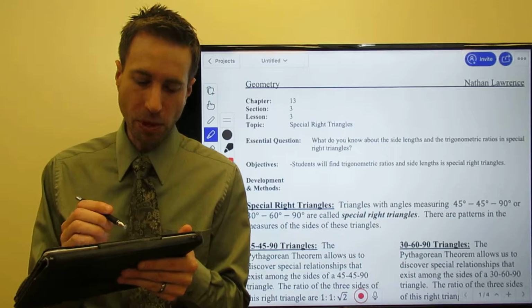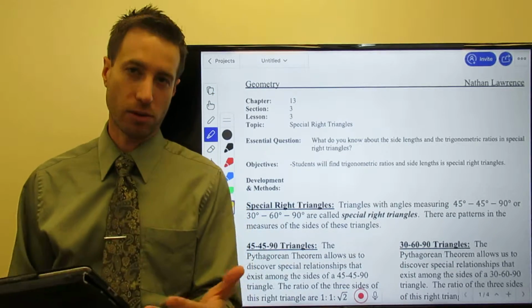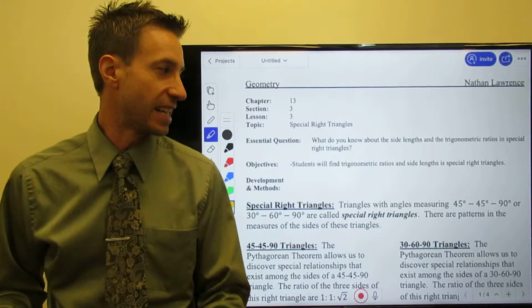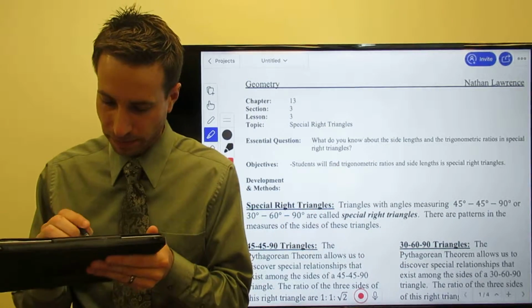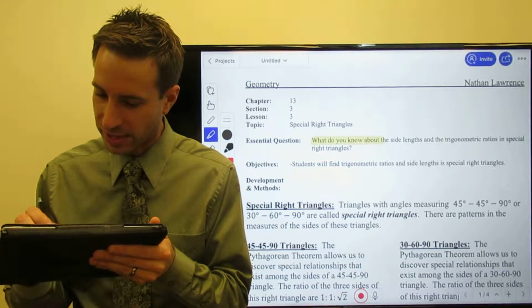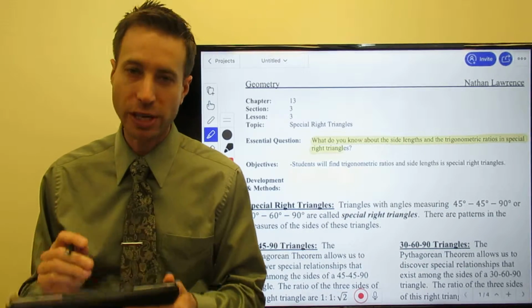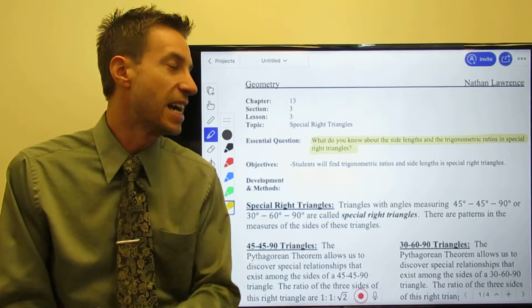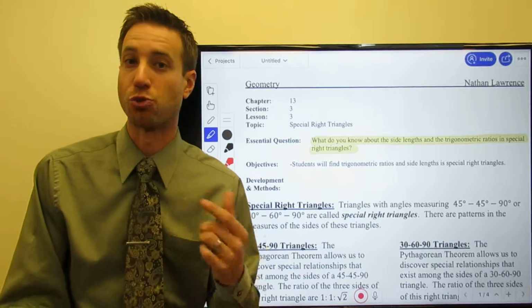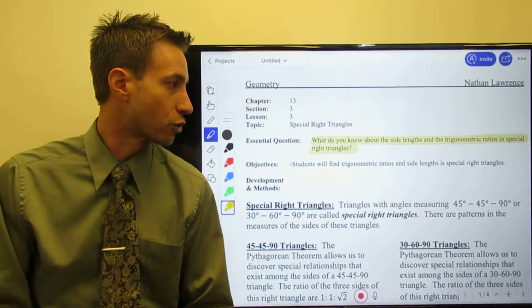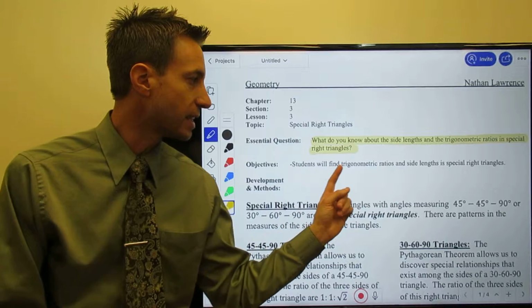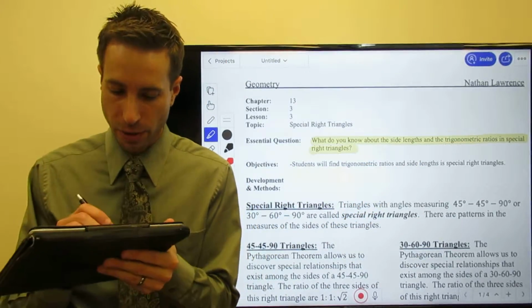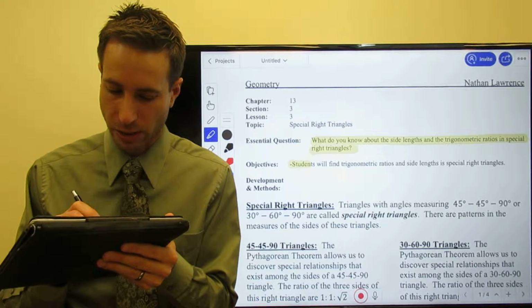So here we go, a couple of our learning targets. What is our essential question? What is it that we're trying to do here in this set of videos? It's simply this: what do you know about the side lengths and the trigonometric ratios of special right triangles? First we need to figure out what the special right triangles are, and then we'll talk about how the trig ratios relate to the side lengths of those special right triangles.